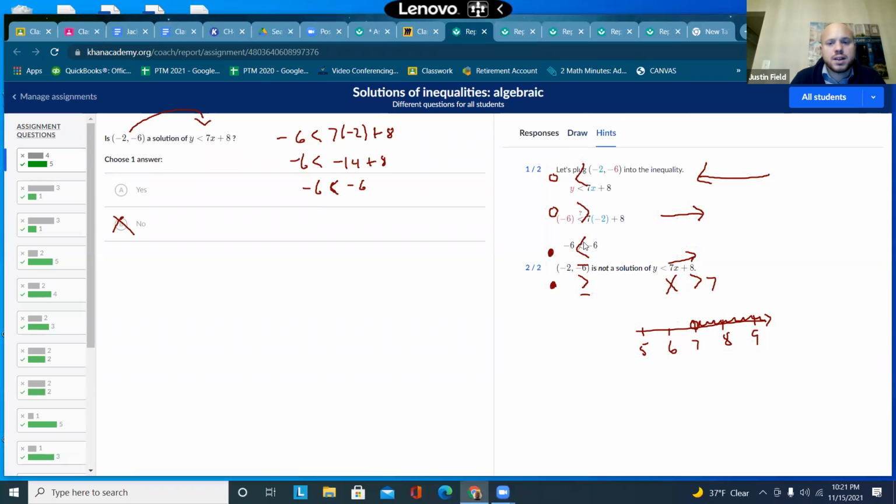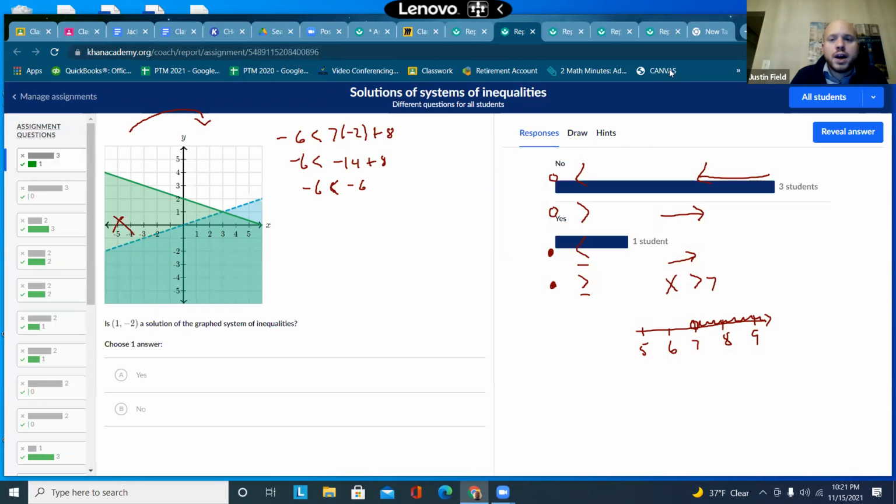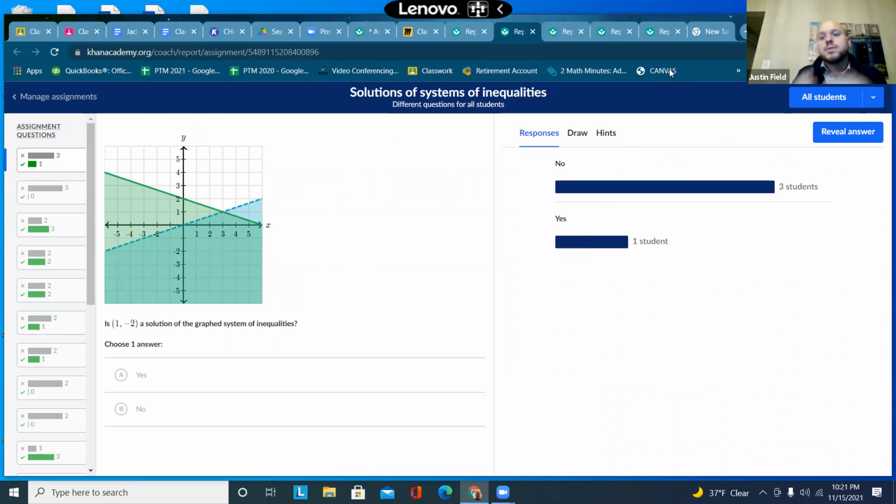Man, some people got that wrong. It's not a solution. 4 people got that wrong. They forgot that it didn't have the or equal to sign. All right, so that's algebraically: substitute it in and see if you get a true inequality. But on the graph, you can also see if it's a solution.